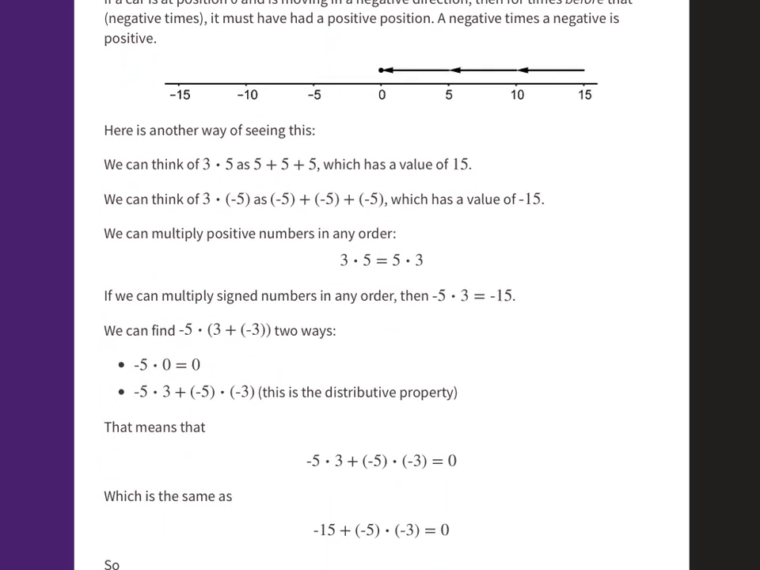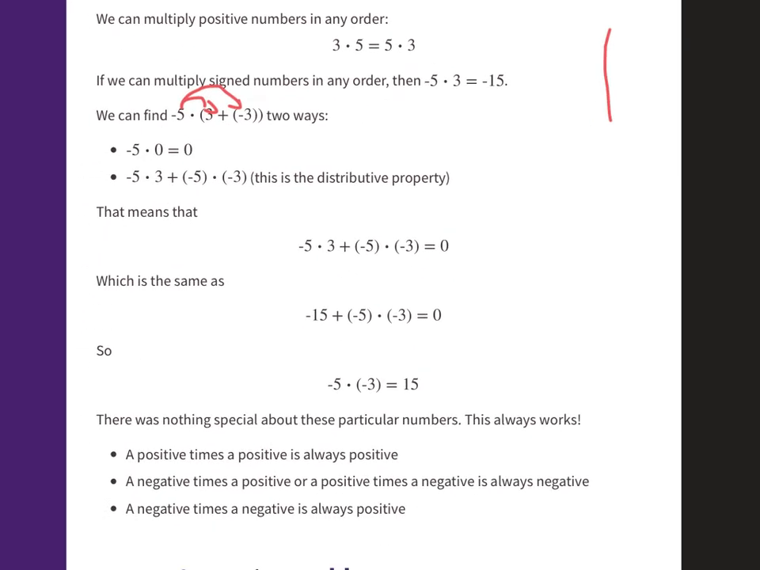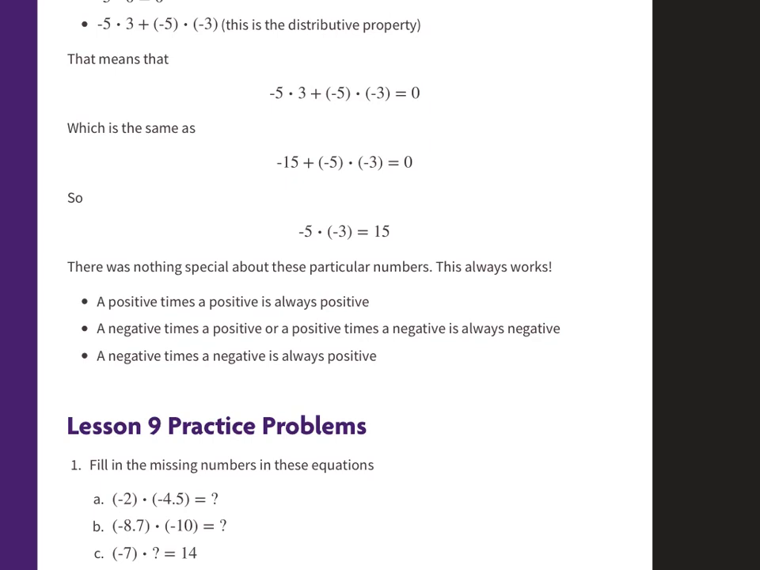We can multiply positive numbers in any order. 3 times 5 is the same as 5 times 3. We can multiply signed numbers in any order. Then negative 5 times 3 is negative 15. We can find negative 5 times 3 plus negative 3 in 2 ways. Well, 3 plus negative 3 is 0, so negative 5 times 0. Or, if we want to use the distributive property, we can go negative 5 times 3, negative 5 times negative 3, and we get negative 15 plus 15, which is still 0. There was nothing special about these particular numbers. This always works.